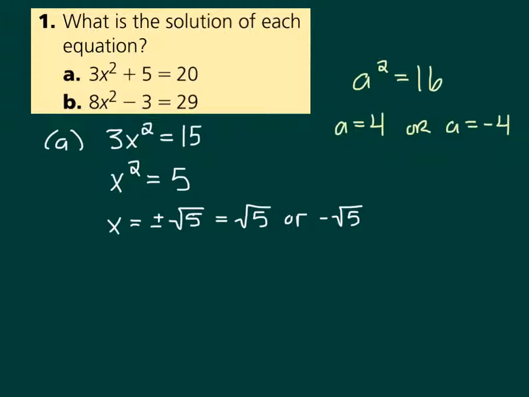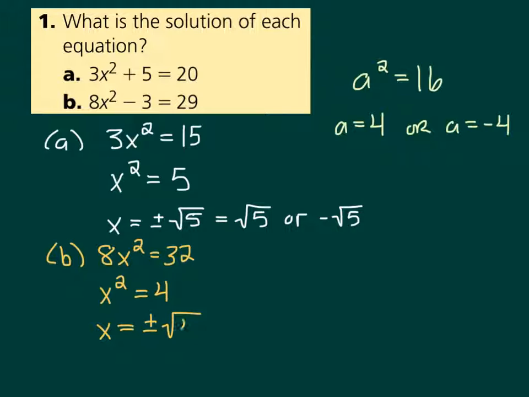In part B, we get 8x squared is 32 when we add 3 to both sides. Divide each side by 8, we get x squared is 4. So then you take the square root of both sides, you get plus or minus the square root of 4. So x is 2 or negative 2.